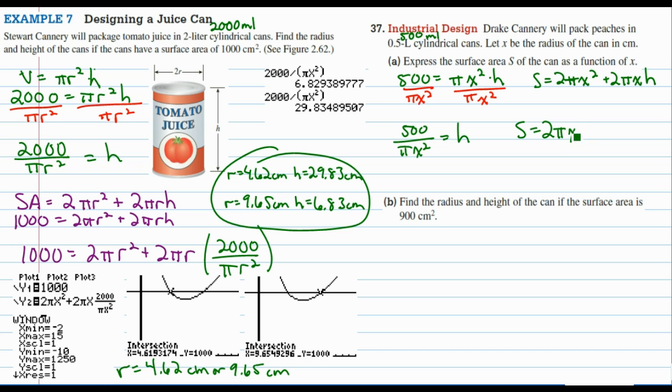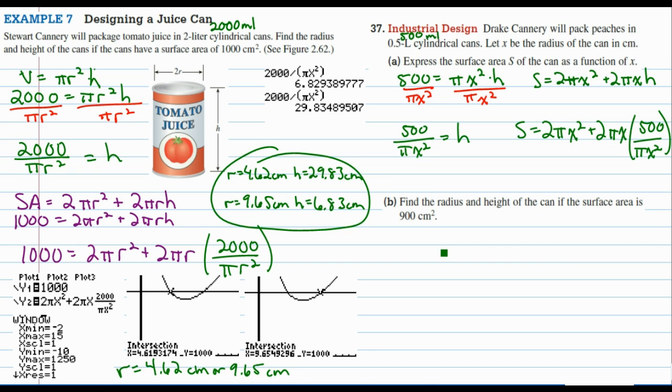2 pi x squared plus 2 pi x. Now instead of h, I'm writing this expression that has 500 over pi x squared, only an x in it. So I have expressed the surface area S of the can as a function of x and x only. H is gone.